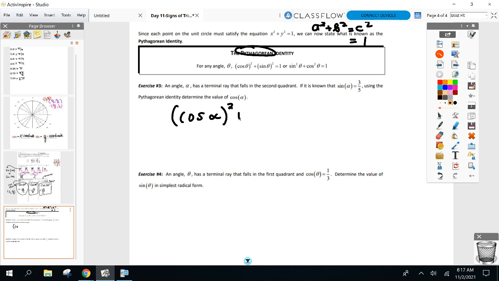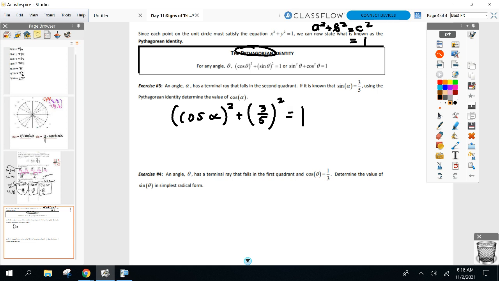Squared plus, do I know the value of sine? What's the value of sine? So I'm just going to literally plug it in for sine. 3/5, but I have to do what here on the outside? Read the identity. Square it. Equals 1.